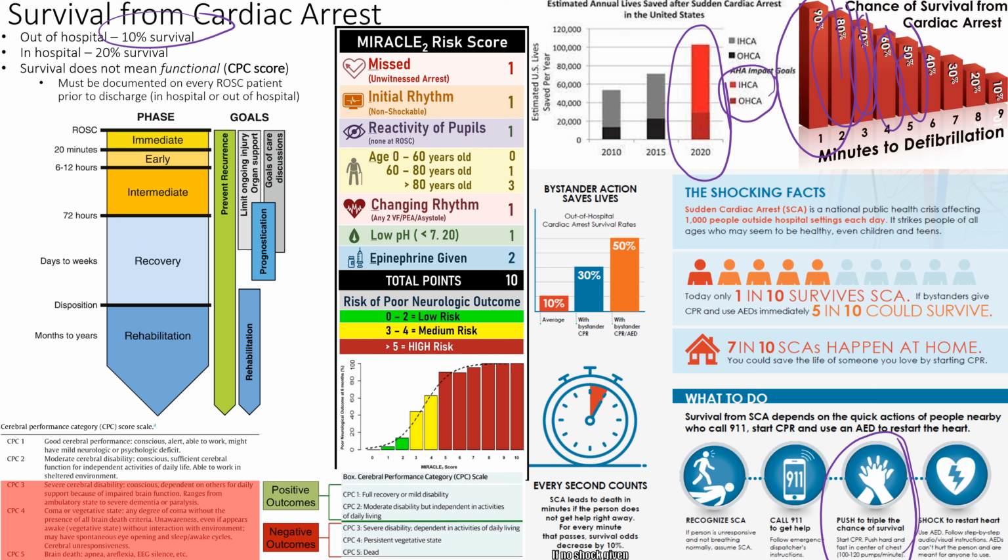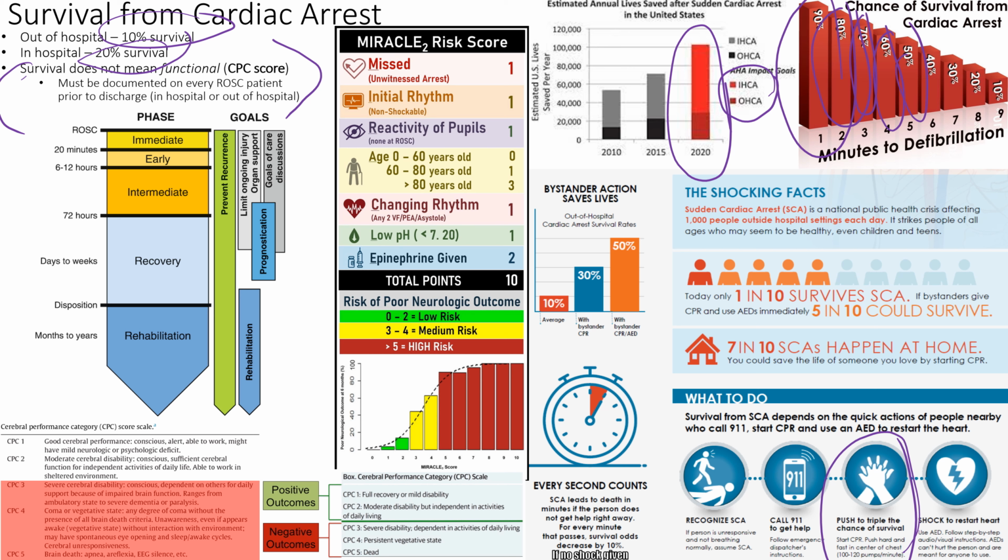So out of hospital, just as a ballpark, it's about 10% survival. So if someone has a cardiac arrest at Walmart, it's only a 1 in 10 chance they're going to make it out of the hospital afterwards. In the hospital, it's not much better. You'd think it'd be a lot better because we're monitoring them. It's only about 20%. All right.